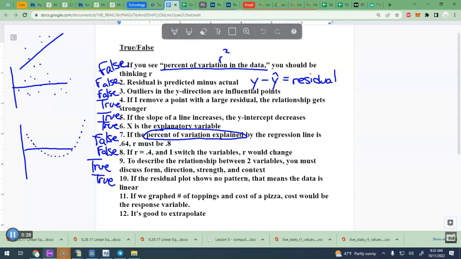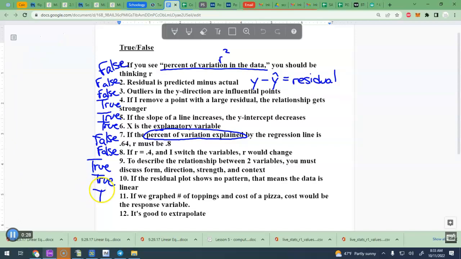It's curved. We don't know if it's exponential or power or whatever. So if you see this on a residual, your original data is not linear. If you see this, it is linear. Number 10, that is true because the cost responds to the number of toppings. So the cost is going to change based on how many toppings. And then number 12, I don't think we've talked about yet.